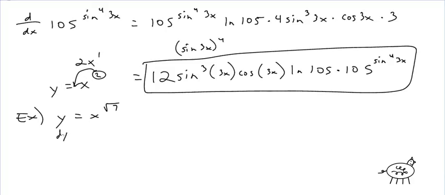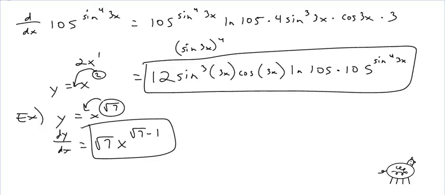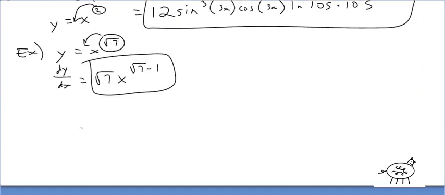So dy dx is equal to, this goes to the front, so it's root 7 x to the, what do you do with the exponent? Subtract 1. Oh, that's it. That was actually pretty easy. But you got to remember the rules. Okay, let us do another example here.